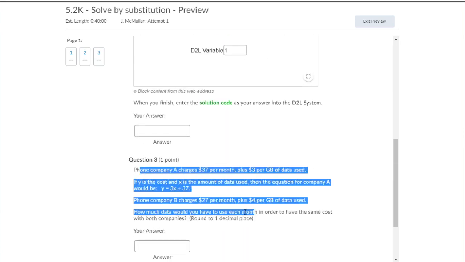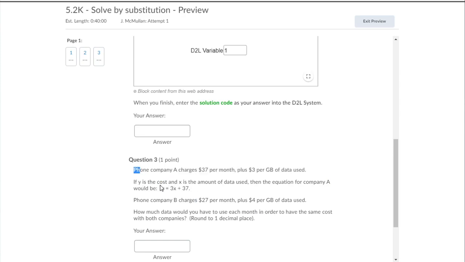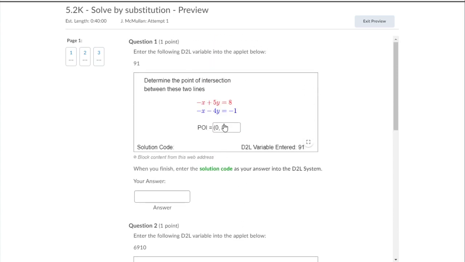The third question is a word problem, but essentially it's the same thing that you're doing, where you try to make two equations and then find where they intersect. So based on what you learn from this first section, you should be able to do that word problem.